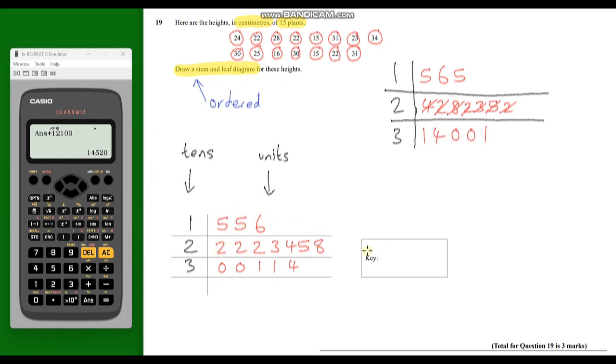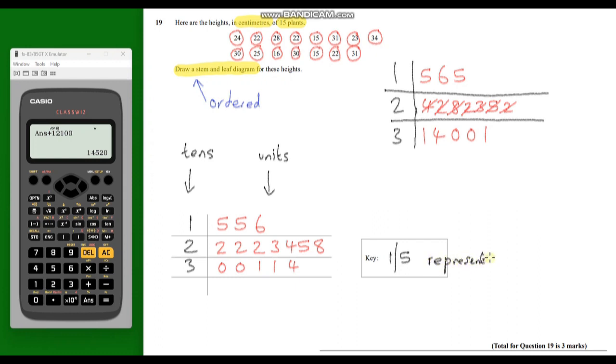And we need to make sure we put a key in. Sometimes this box won't be given to you. So here it's giving you a bit of a hint that you need a key, but this won't always be given. But you do need to include it. So you can just pick a random number. So I'll just pick the first one. So 1, and then I'm going to put a line there and a 5. And you have to say what that means.